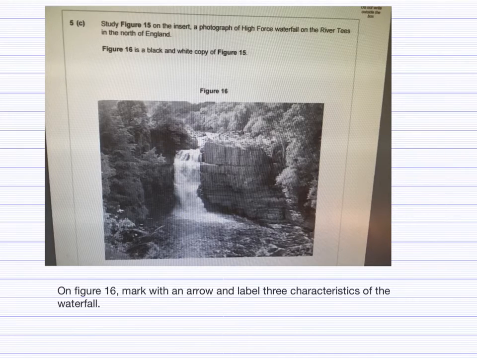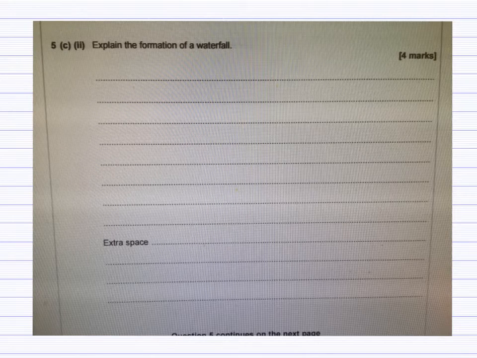I'm just going to talk you through the next question as well, and then you can have a go at that. Okay, so this one says explain the formation of a waterfall. First thing you do is highlight the command word, which is explain. So just highlight that. I'm going to put it as yellow. Explain the formation of a waterfall.